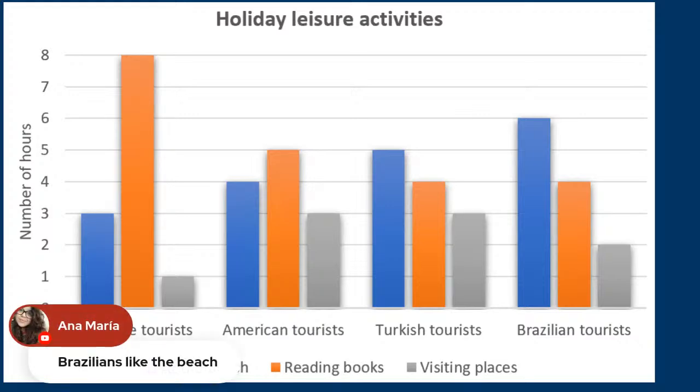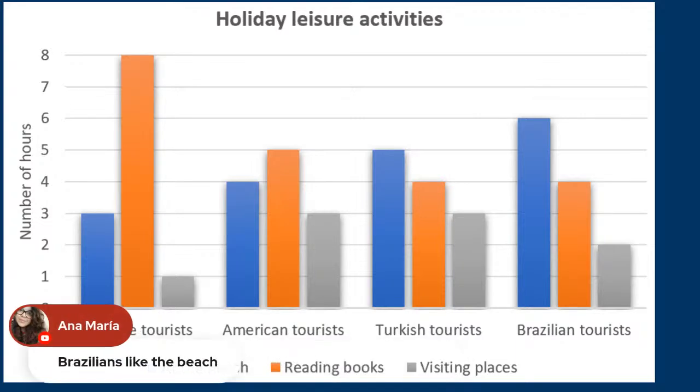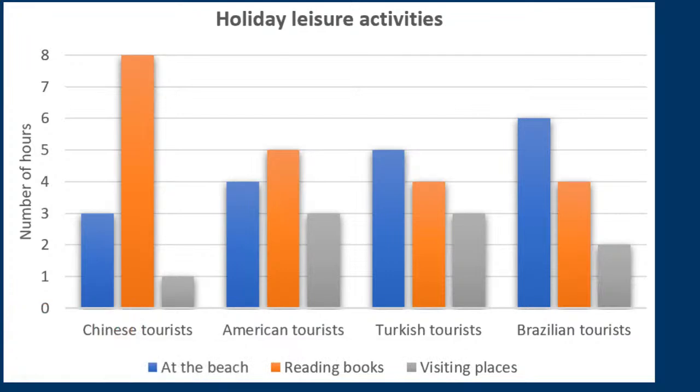Brazilians like the beach. All right. So they like the beach. Let's compare. They like the beach more than the other tourists. So if we look, blue is at the beach. Brazilians, they like the beach more than the other country tourists.